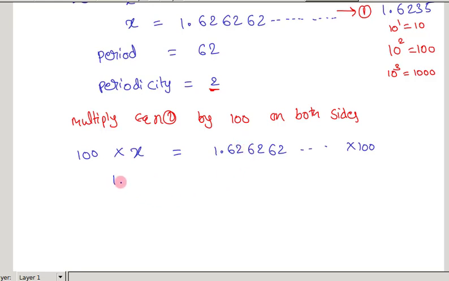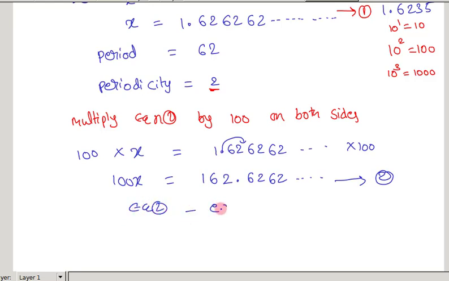So I can write 100x is equal to, on shifting this decimal point towards the right for two steps, 162.6262 and so on. And this is 100x. I am supposing this as the second equation. If you observe the first and second equations, I am subtracting equation 1 from equation 2.